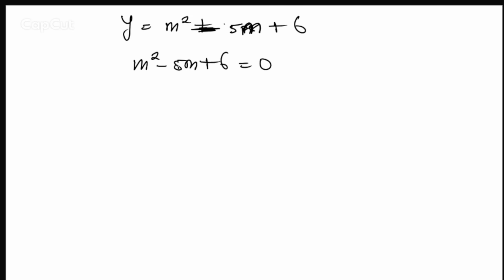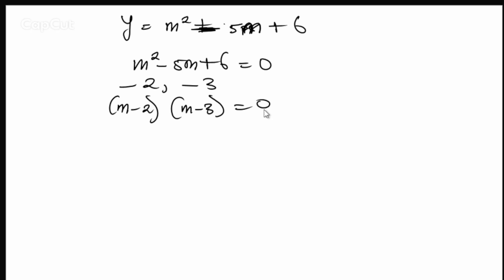Those numbers are minus 2 and minus 3. So basically, using the factorization method, you simply have (m minus 2)(m minus 3) equal to 0, such that when you expand this bracket, you simply arrive at this particular equation. Are we together?